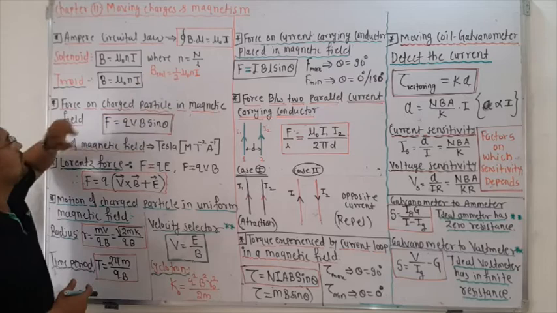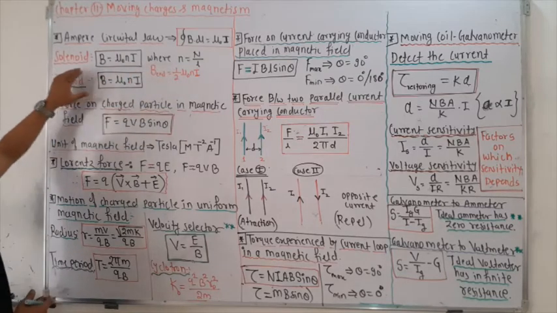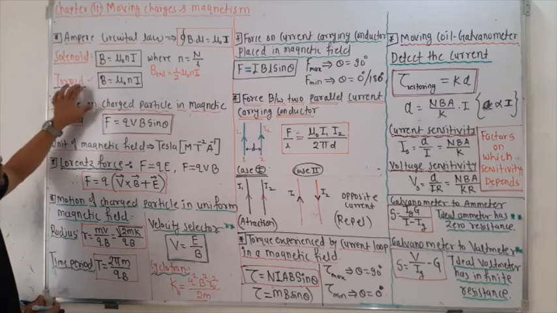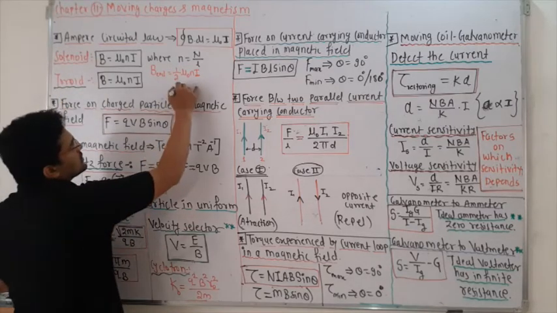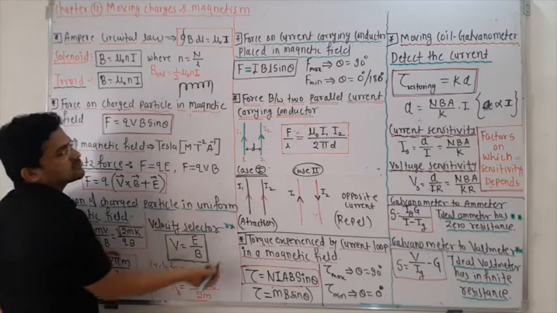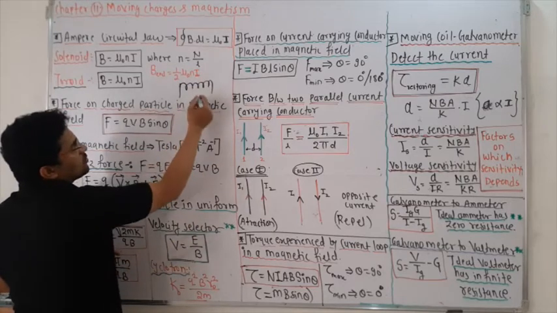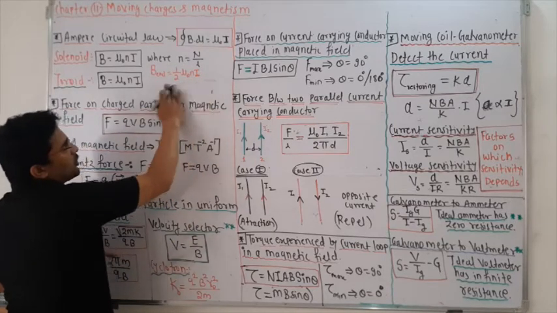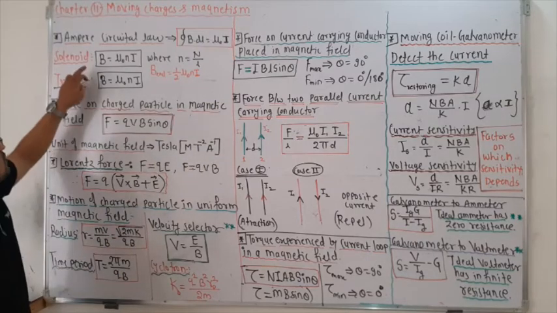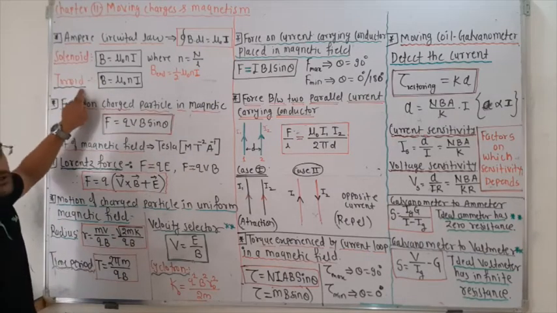Using Ampere's circuital law, we have calculated the magnetic field for the solenoid and the magnetic field for the toroid. A solenoid is simply a spring-like structure, and if you bend it into a circle form, it will act as a toroid. Both are the same, but one is in cylindrical form and one is in circular form.